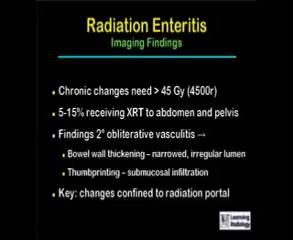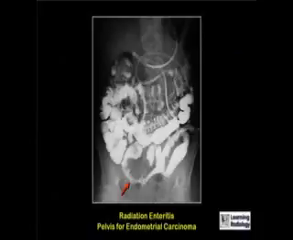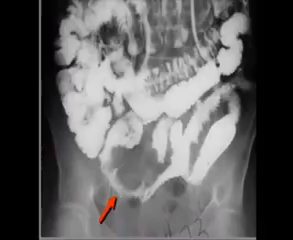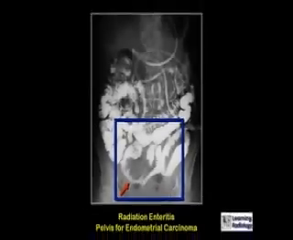This is an example of radiation enteritis in a female who received external radiation for endometrial carcinoma. The red arrow is pointing to a loop of jejunum that is fixed in place, that has a narrowed lumen and irregular margins, and the blue box is showing you approximately the size of the radiation portal.